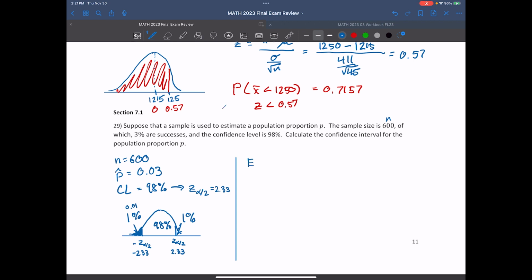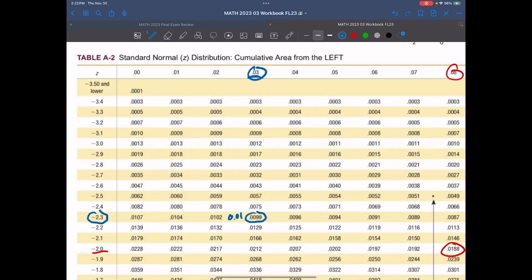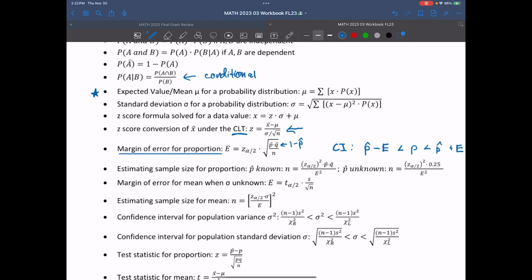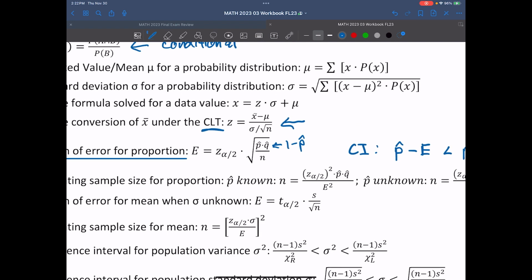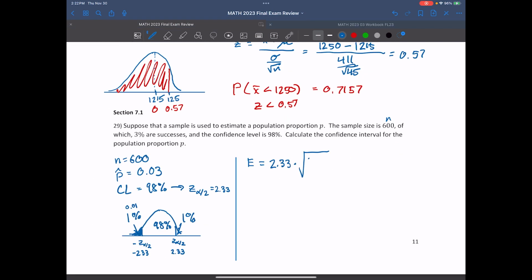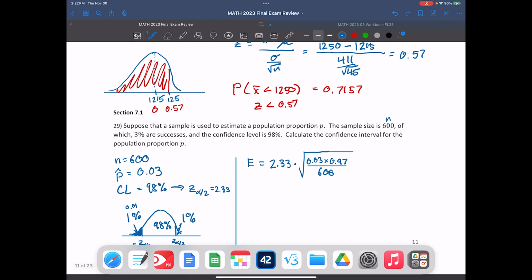So the error is 2.33 times the square root of p hat, going back just to reference the formula to make sure I get it right. Yeah, the square root of p hat times q hat divided by n. So p hat is 0.03 times q hat 0.97, which again is just 1 minus 0.03. That's my q hat. Then we divide that by n, so n is 600.